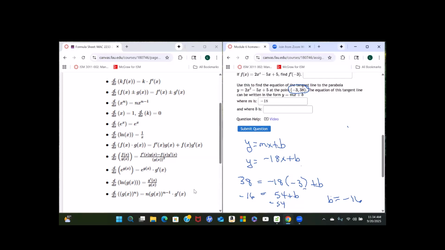I just plugged in that point because I know I have y equals mx plus b. I know what m is now, minus 18. I plugged in minus 3 for x and 38 for y, and I found b. As long as I didn't make an error, that's what it is. Oh, gotcha. That makes sense.